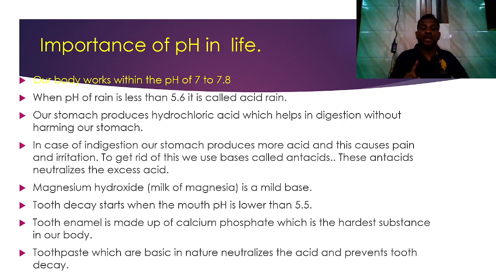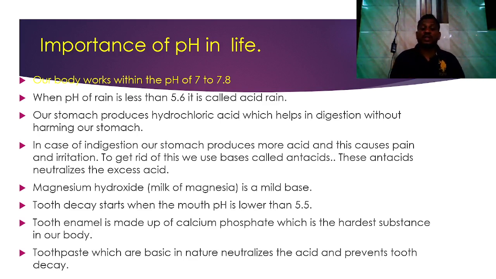Okay? When the pH of rain is less than 5.6, it is called acidic rain. Now in June, the rainy season will start. If you collect that rainwater and measure its pH, and the pH of that rainwater is less than 5.6, then that rain is acidic rain. Remember this.